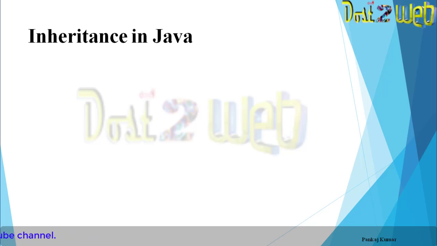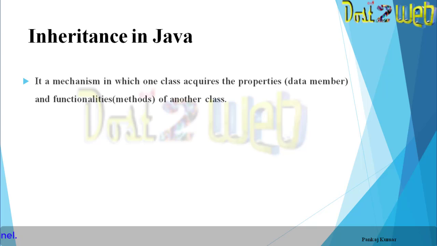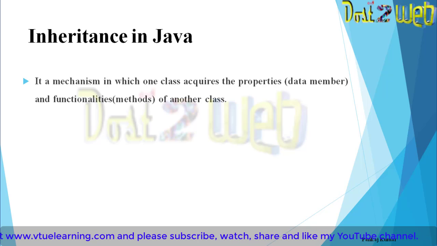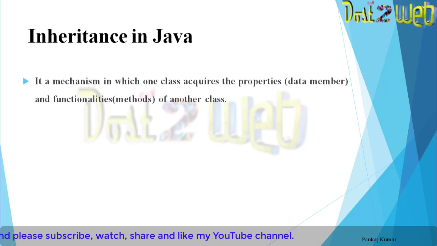So what is inheritance in Java? We all know very well about this. It is a mechanism, or you can say a process, by which one class acquires the properties, that is, the data members and functionalities, the methods, of another class. So if you define properties and methods in any class, that is, data members and methods, whatever functionality and properties are there will be acquired in another class. This is called inheritance.